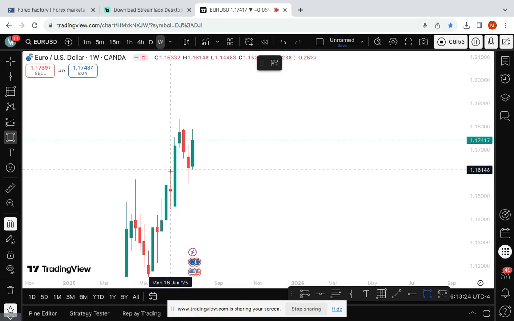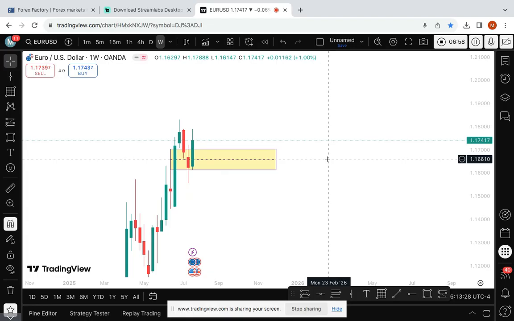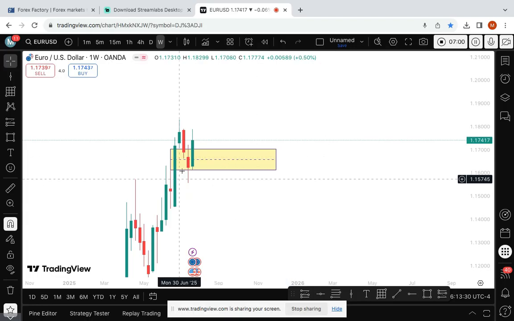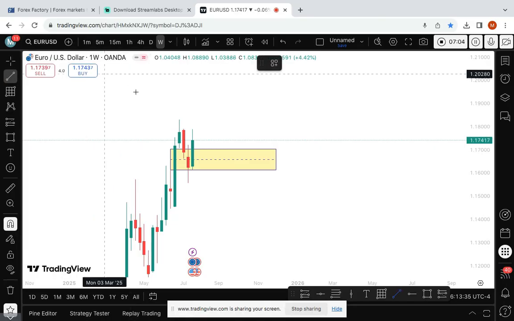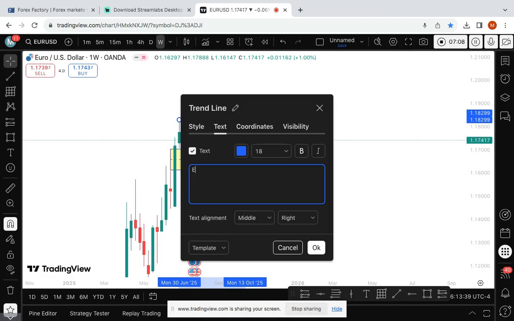There's a fair value gap over here. You see this weekly fair value gap. Price actually came and filled the fair value gap, and it's targeting the external range over here. This is on weekly time frame. This is external range liquidity, external range liquidity over there.